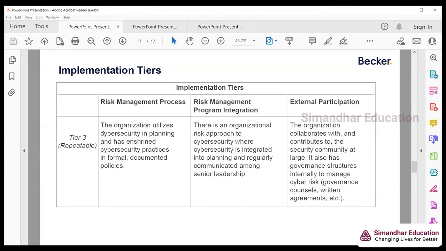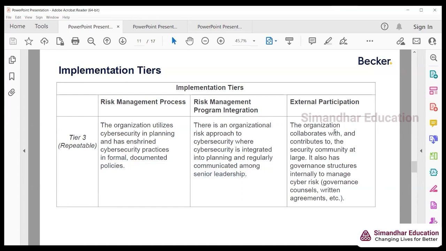So cyber security is part of planning. And this is very important, guys. Please note, formal documented policies, because it's tier 3, almost at the top, right? So there are formal documented policies. Till tier 2, there are no formal documented policies. So senior leadership is also involved.